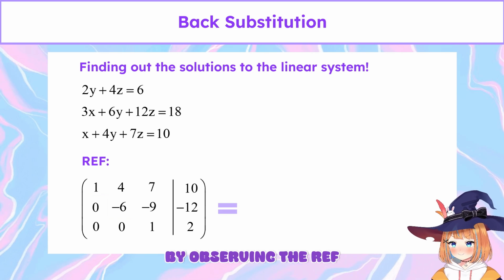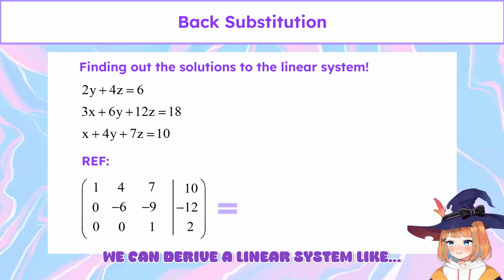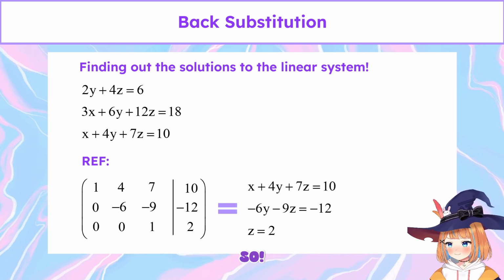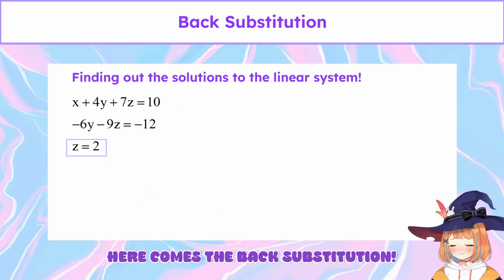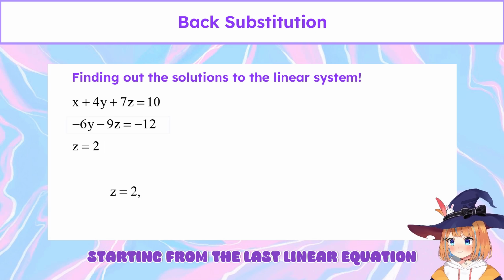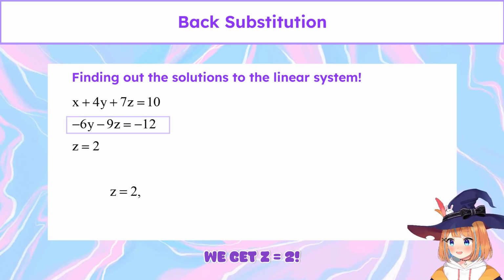Yippee! By observing the REF, we can derive a linear system like so. Here comes the back substitution. Starting from the last linear equation, we get z equals 2.